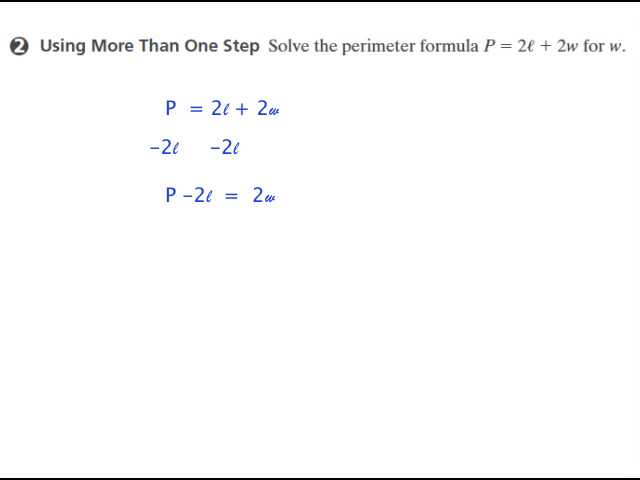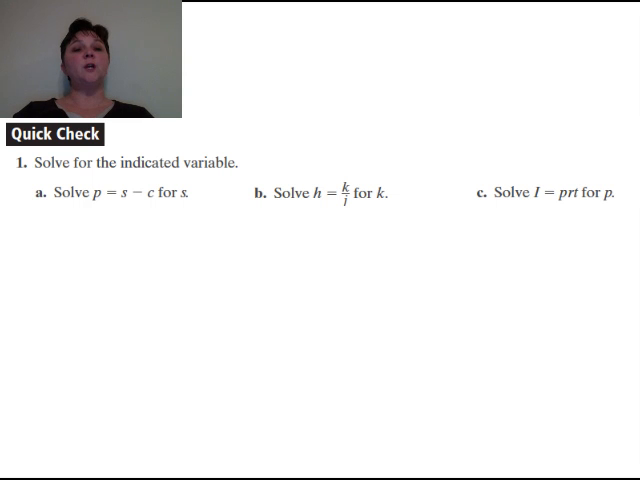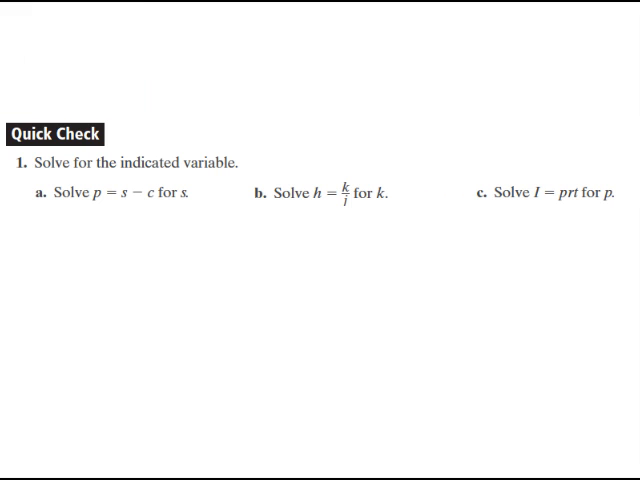Now we're ready to divide both sides by 2. So on the left-hand side, we end up with p minus 2l over 2 equals w. Pause the video if you need more time to copy down this example. Try solving these quick check problems on your own. Pause the video, work them out. When you're done, start the video again and see how well you did.